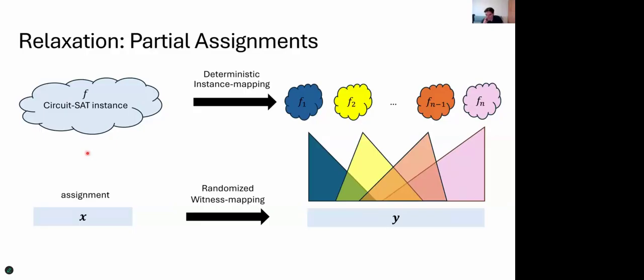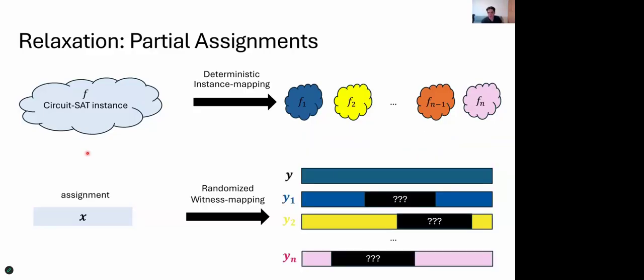Another way to state the above thing is, instead of talking about one global assignment, let's talk about partial assignments. So we have n partial assignments, one for each of these Fi's, and these should be pairwise consistent. So if y1 keeps the first variable assigned and y2 also keeps this first variable assigned, then these two should be consistent. So all these partial assignments are consistent with one global assignment.